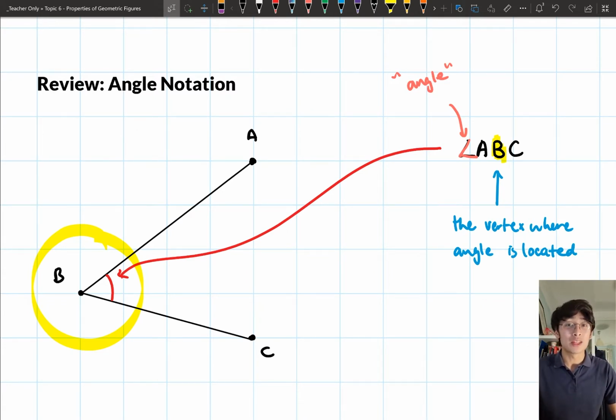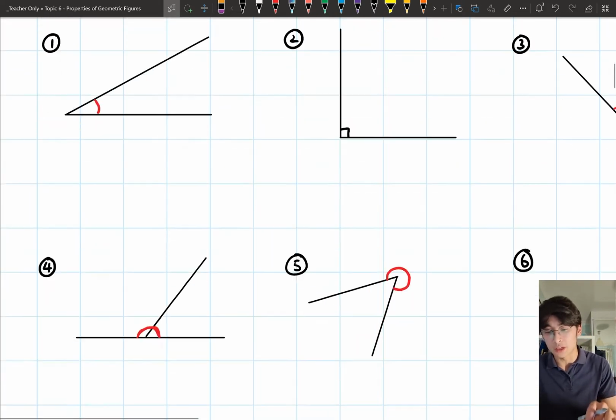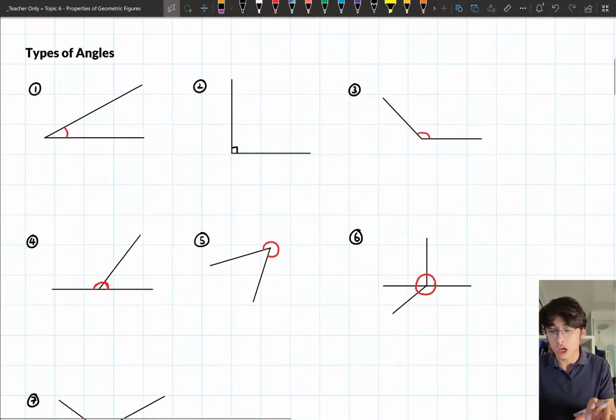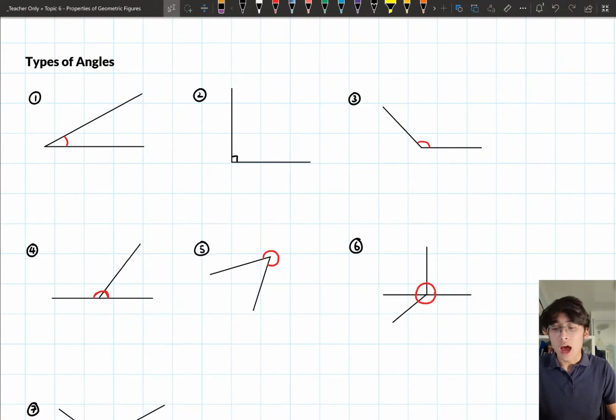Now the first thing we're going to do is we need to recall a few basic angles that we need to actually be able to identify. I'm going to go through 7 of them, but out of those 7 we're only going to be using 4 of them to help us find missing angles. So let's just have a talk about a few angles here. Here I've got a whole bunch of different shapes and angles in particular, and so let's just go through each one of them and what they are.